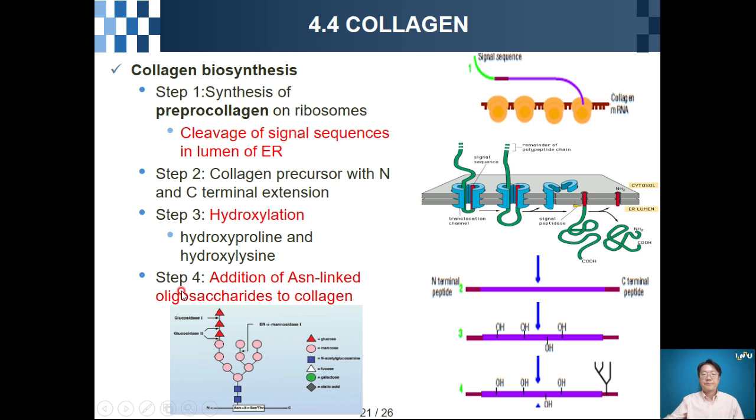After that, step 4 is that asparagine-linked oligosaccharides are added to the collagen, especially at the asparagine amino acids. Based on the asparagine amino acid, several oligosaccharides can be added. So step 4 is the addition of asparagine-linked oligosaccharides to collagen. This is the third post-translational modification.